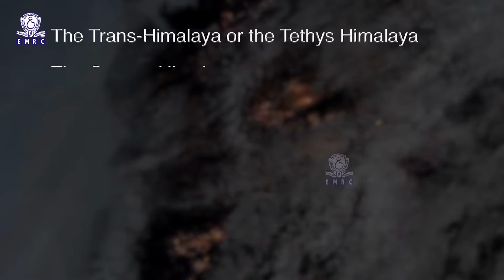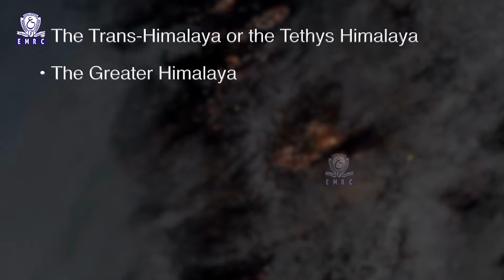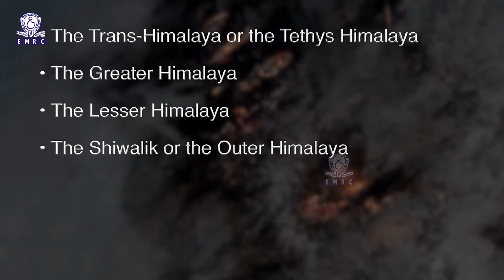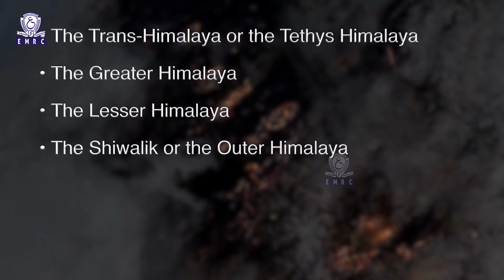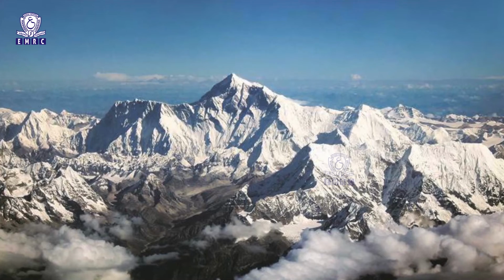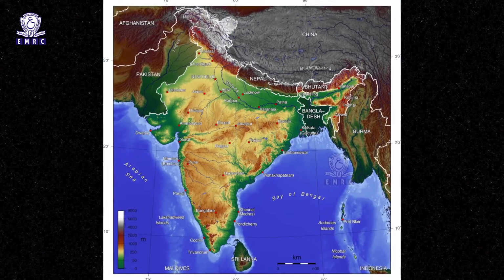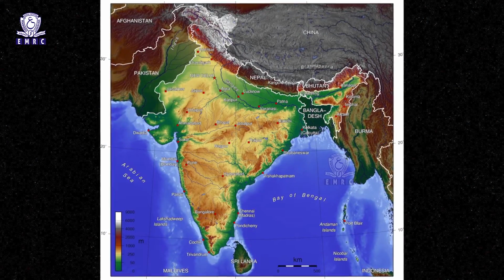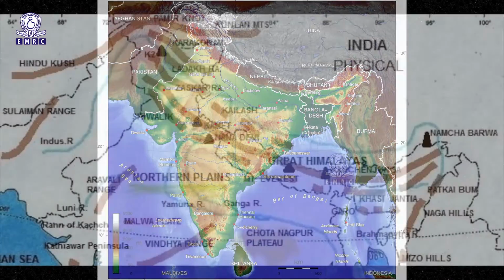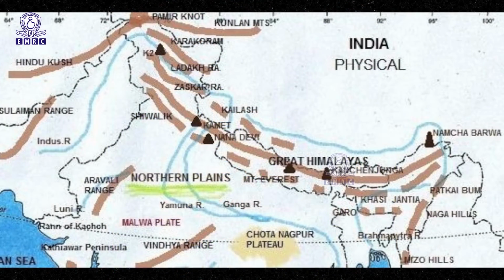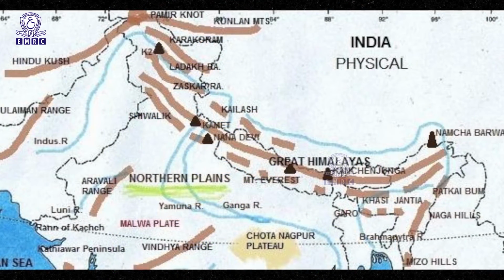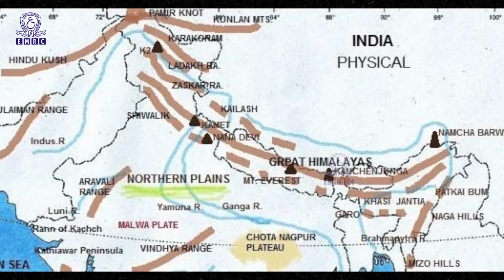The Himalaya consists of four lithotectonic mountain ranges, namely the Trans-Himalaya or the Tethys Himalaya, the Greater Himalaya, the Lesser Himalaya and the Shivalik or the Outer Himalayas. The Indian Himalaya extends from the eastern boundary of Pakistan to the border of Myanmar for about 2,500 kilometers with a varying width of about 500 kilometers in the west and about 320 kilometers in the east.